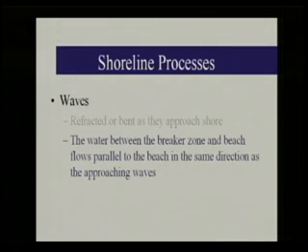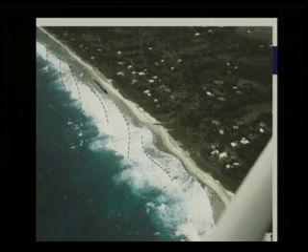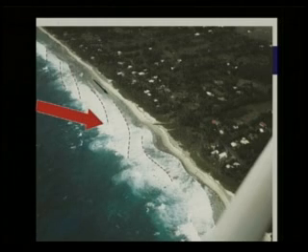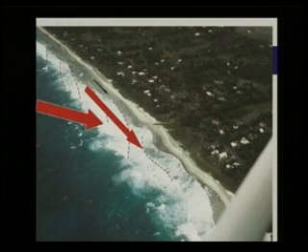The water between the breaker zone and the beach will end up flowing parallel to the beach in the same direction as the approaching waves. So when this happens, we get longshore currents that are being generated that will flow parallel to the shoreline. So here's my incoming wave, and the longshore current is generated, which is going to flow parallel to the shoreline.